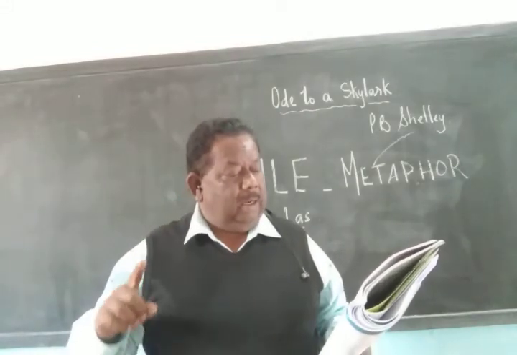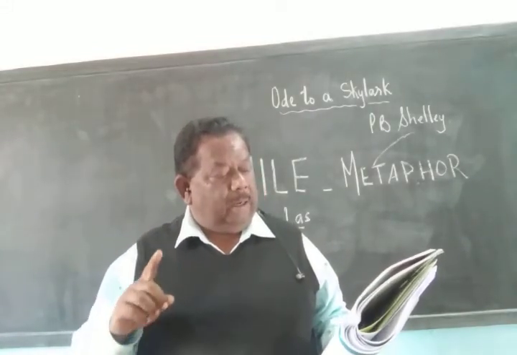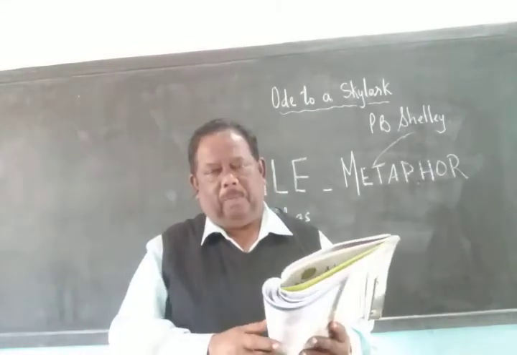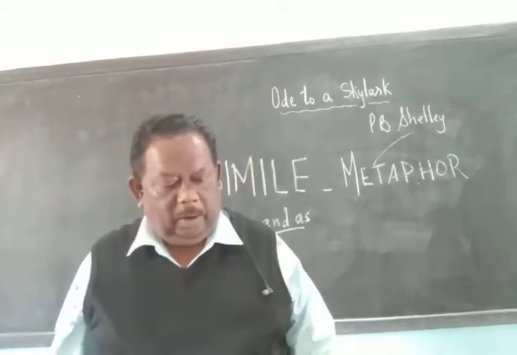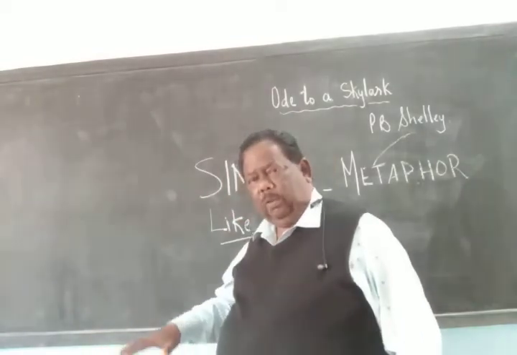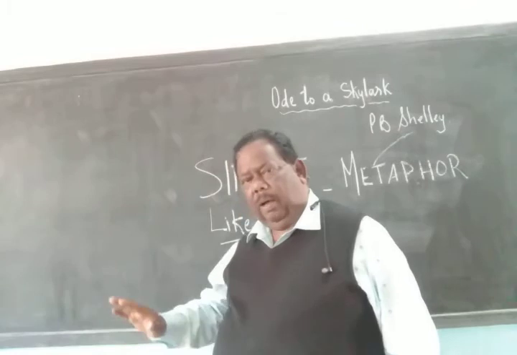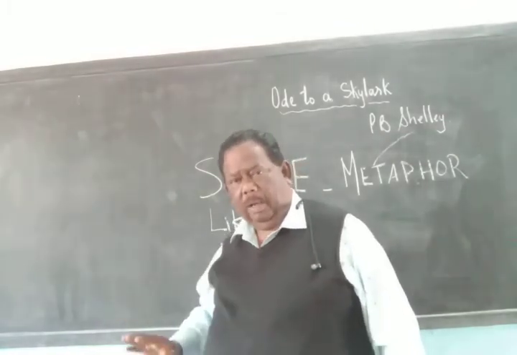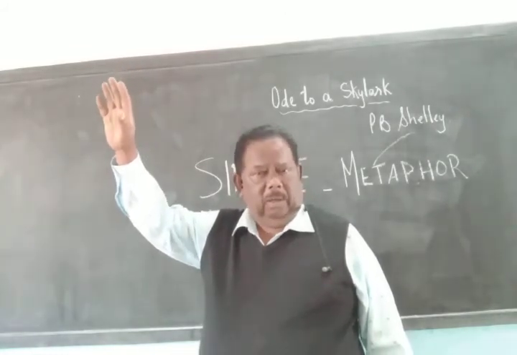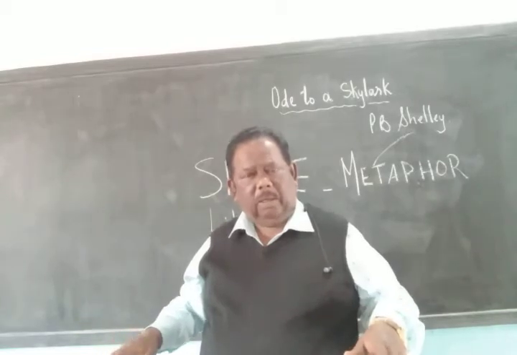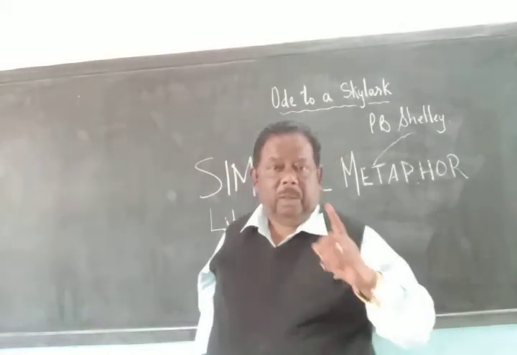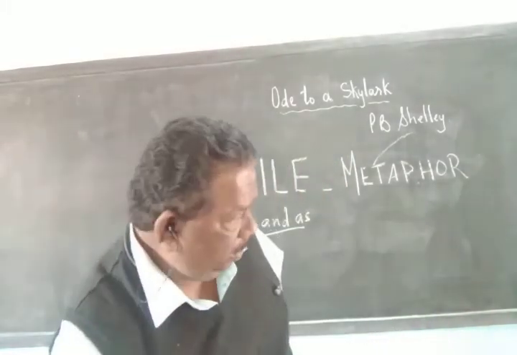Then he said, higher still and higher, from the earth thou springest, like a cloud of fire. What he wants to say is, the bird from the earth, from down, is flying higher and higher. It is rising up, flying towards the sky. The flight of the bird from the earth is towards the sky. How does he compare it? With a cloud of fire.